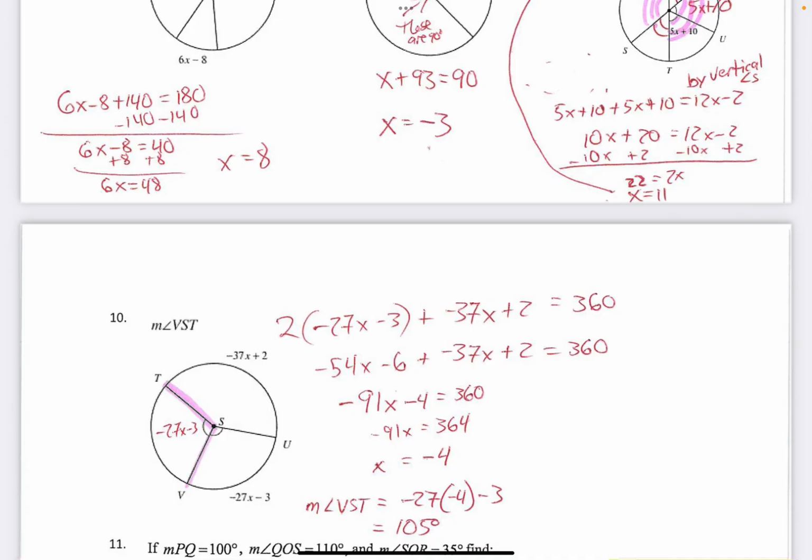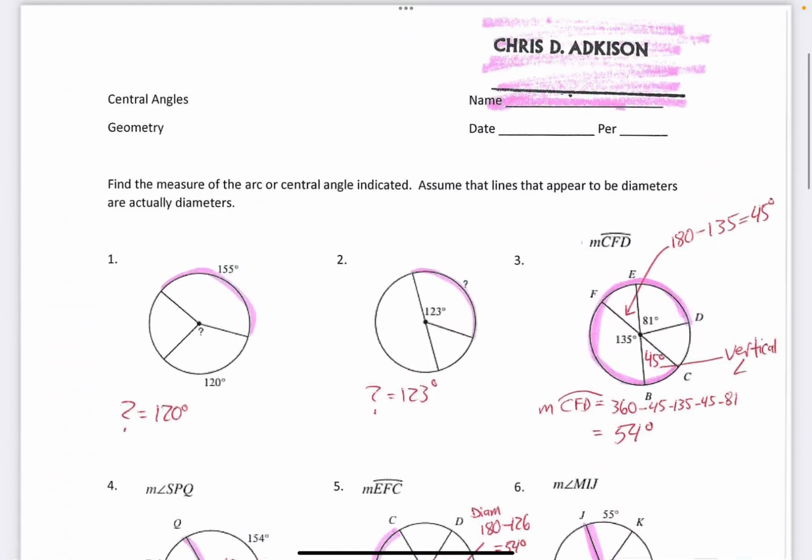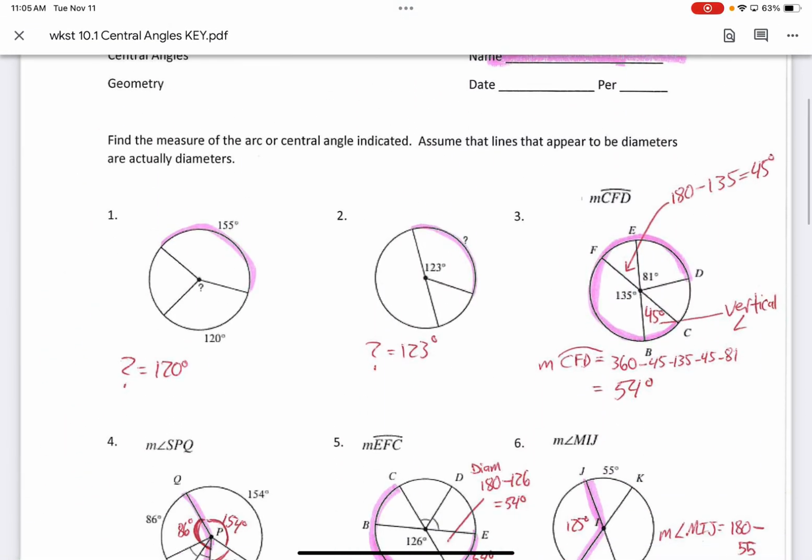Can you go back to 3, please? To 3, yeah. 54. Wait, you did it backwards, because that's the big one, right? C, F, wouldn't it be D? Yeah, I didn't write it correctly. So what is that? 306. 180 plus 45 plus 81.